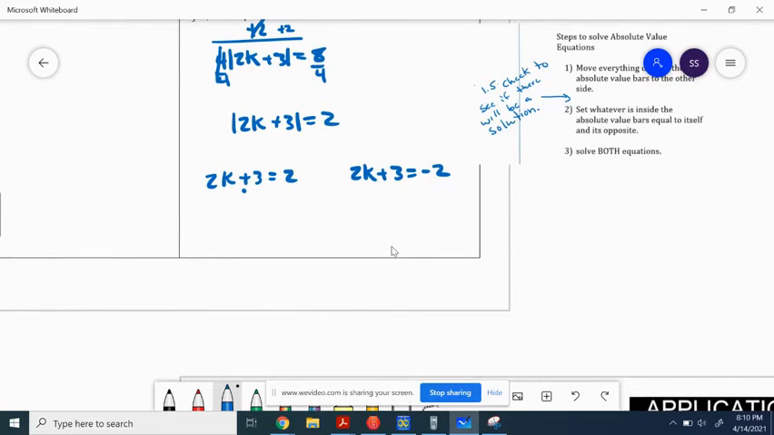I'm going to subtract 3 on both sides. 2k is equal to negative 1. Divide by 2. k is equal to negative 1/2.